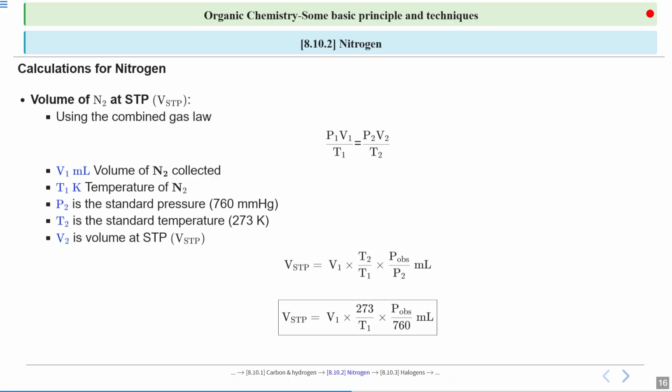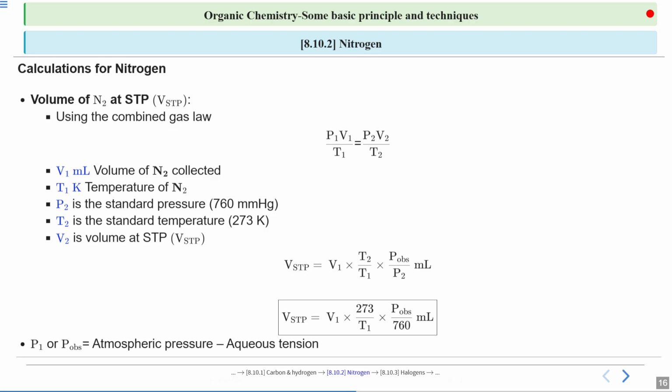The formula shows us how to adjust the collected sample to STP by multiplying V1 by 273 over T1, and by the observed pressure over 760. This gives us the volume of nitrogen as if it were measured at standard conditions, making it easier to compare results.